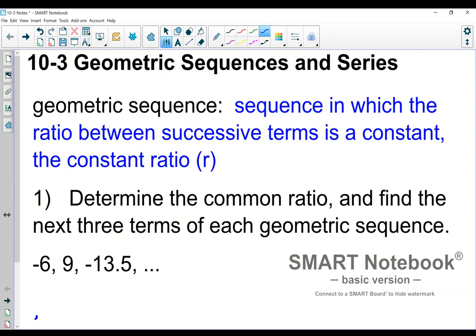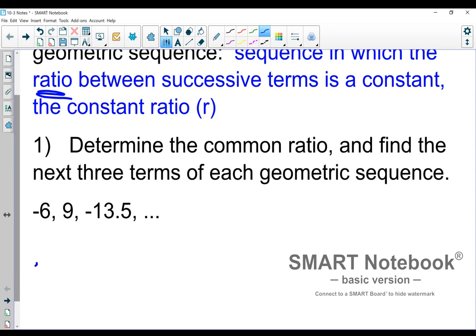10.3, geometric sequences and series. A geometric sequence is a sequence in which the ratio between successive terms is a constant, the common ratio. So when we looked at arithmetic, we were looking at a constant difference. So we had adding and subtracting going on between terms. With the ratio, we're going to look at what we're multiplying by to get from term to term.